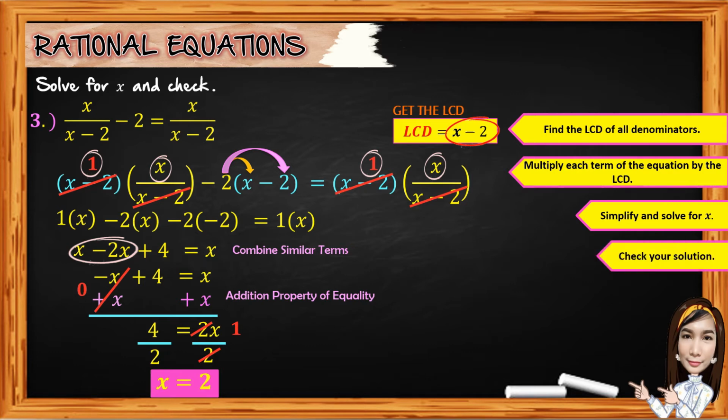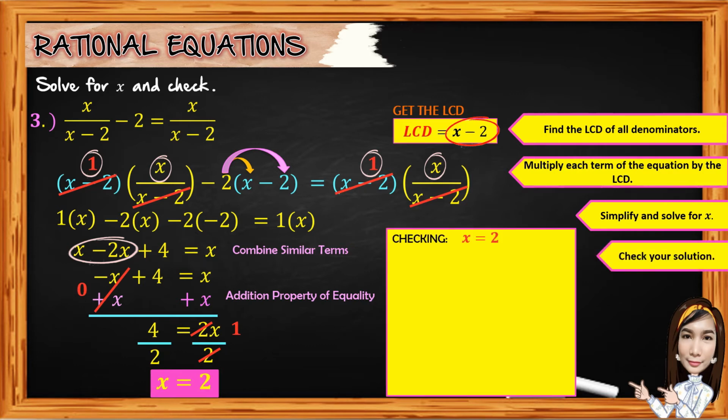And for the last, we're going to check your solution. In checking, we're going to write first the original rational equation, which is x over x minus 2 is equal to x over x minus 2. Then we're going to replace or substitute the value of x, which is 2. So we have 2 over 2 minus 2 is equal to 2 over 2 minus 2. Then simplify, we have 2 over 2 minus 2 is equal to 0. Then copy, 2 over 2 minus 2 is equal to 0.